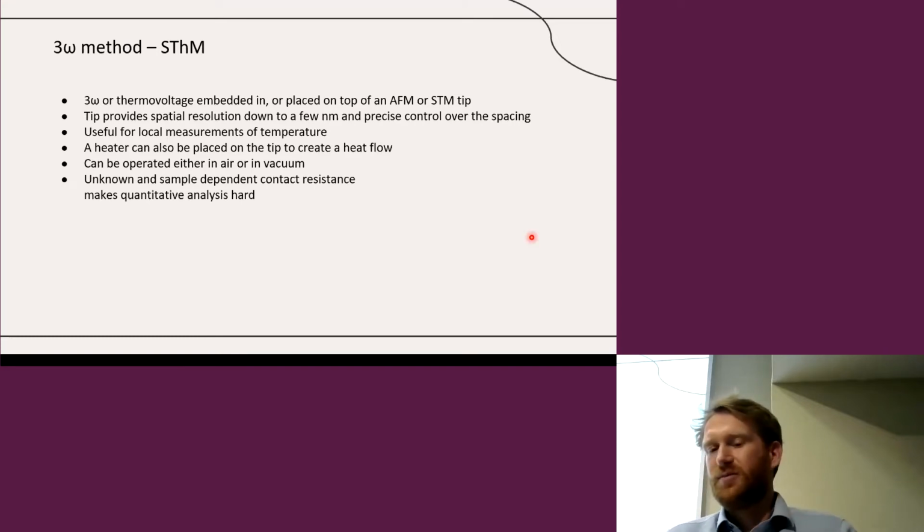But the problem with scanning thermal microscopy is that, because you have this very small tip, the sample to tip thermal resistance is very hard to monitor. So when you want to know the entire thermal resistance of your system, you always have the series resistance of the tip to your sample in contact, and that makes a quantitative analysis hard, especially when you use it as a heater versus when you use it as a thermometer.